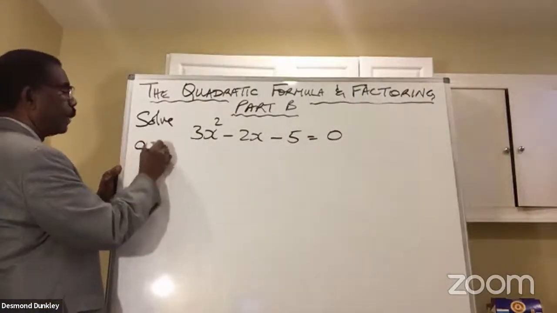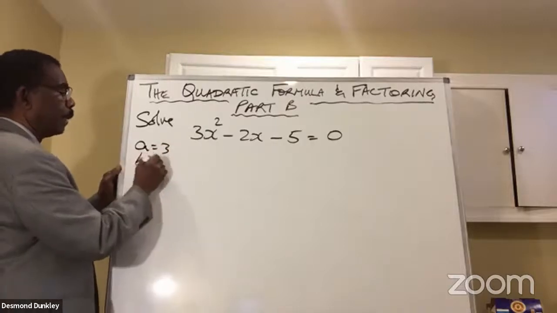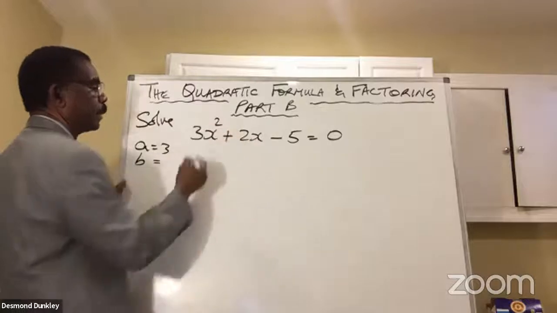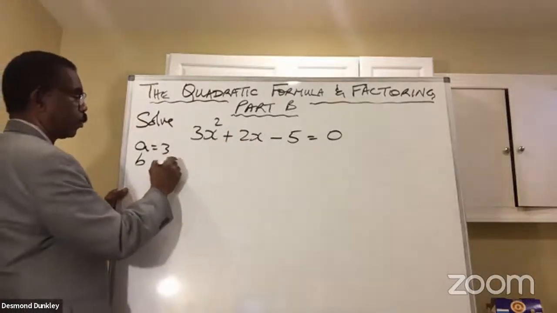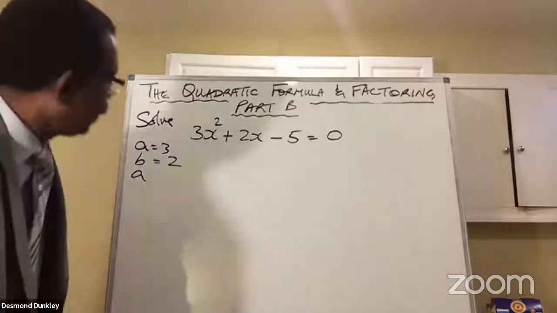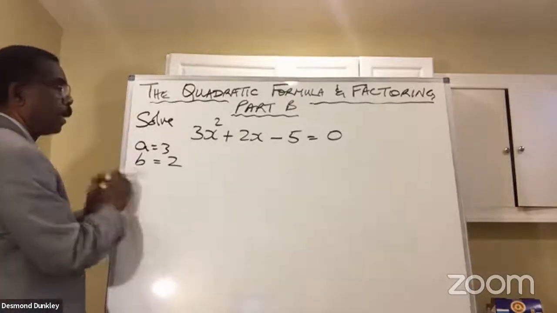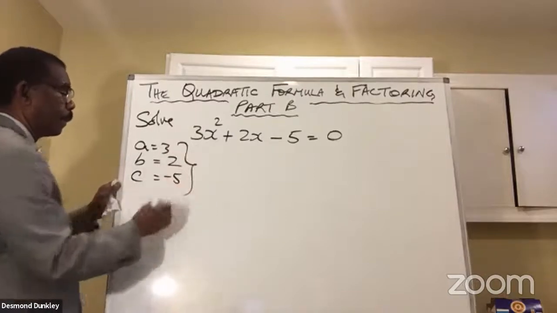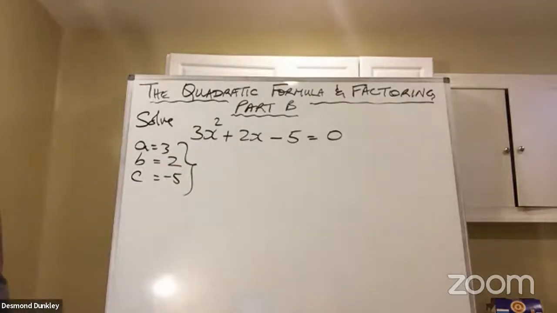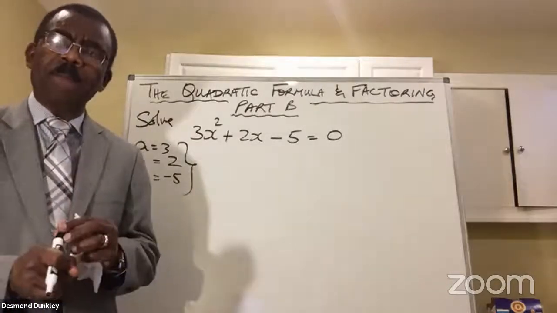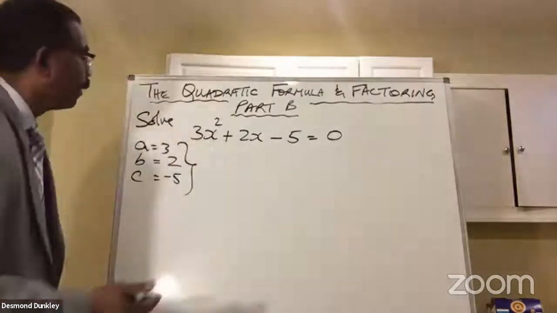So a is equal to 3, b is equal to, put this as plus, so it's different, is equal to 2 and, sorry, c is equal to negative 5. So these are our numbers. We already know the quadratic formula, so I'm not going to write it a third time. I'm going to use it, okay?